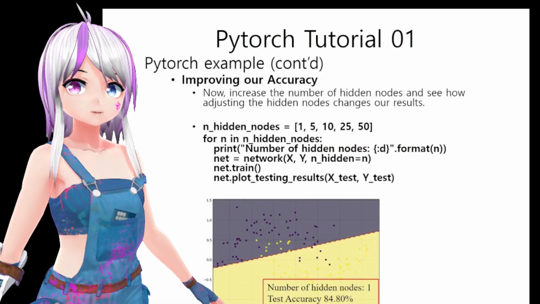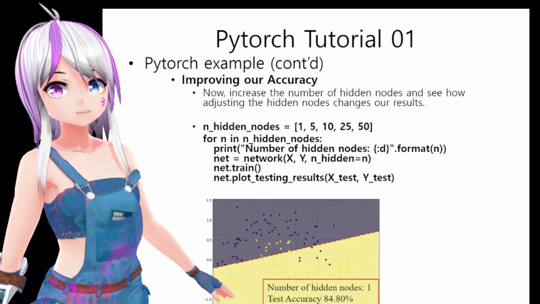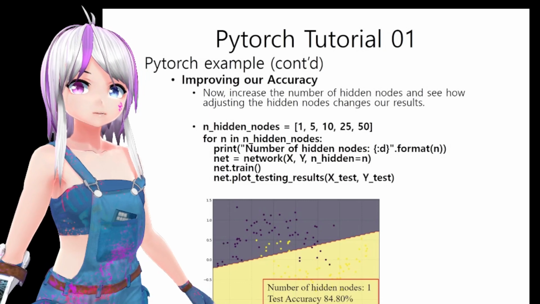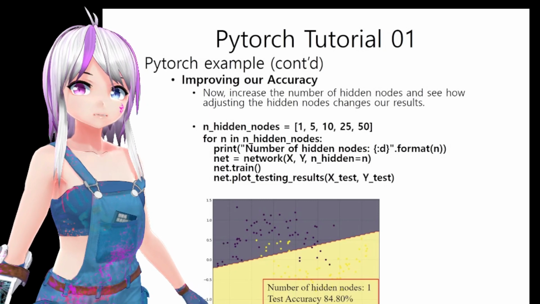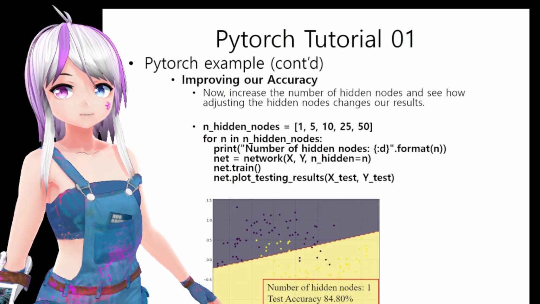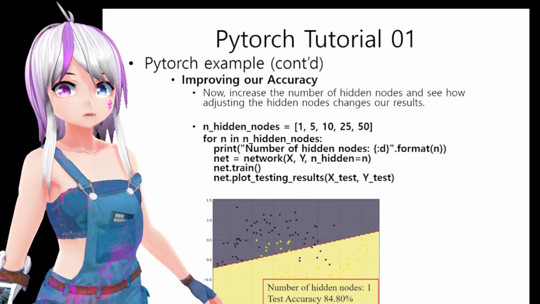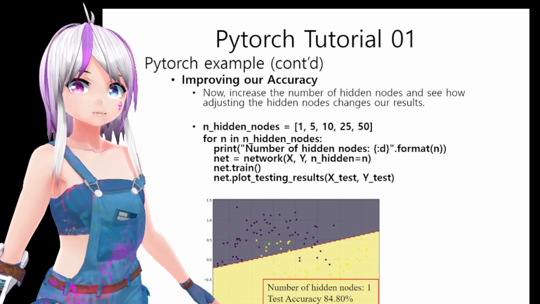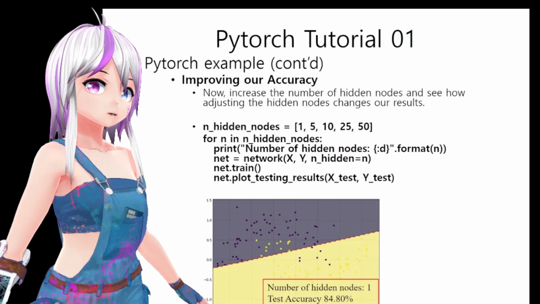Okay, to improve our accuracy, now we increase the number of hidden nodes gradually. As you see in the program, 1, 5, 10, 25, 50 nodes. So take a look at how we adjust the hidden nodes and how our results change. Here we have the main program, a for loop where n goes from 1 to 50: 1, 5, 10, 25, 50. So see how the false positives and false negatives change.